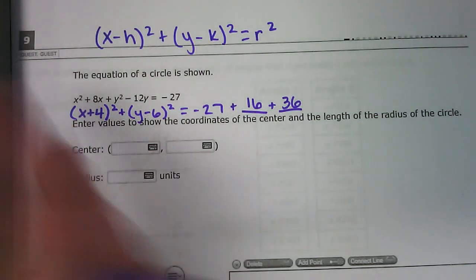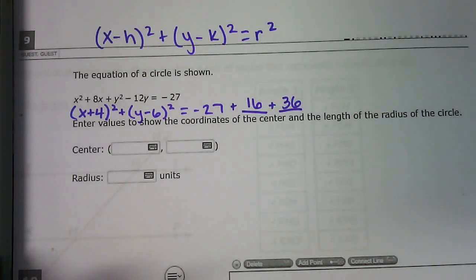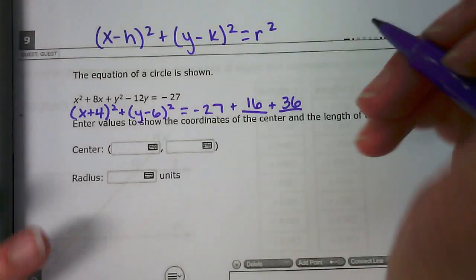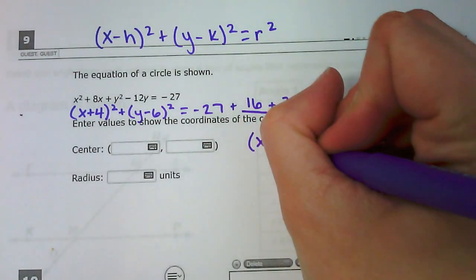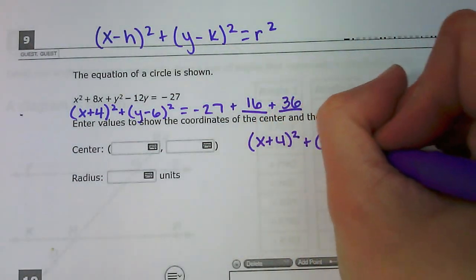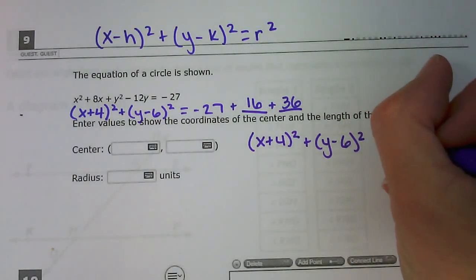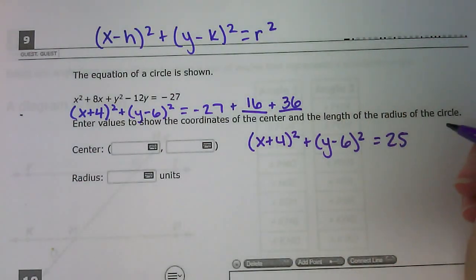Okay, so on this side we have to add the negative 27, the 16, and the 36, and that gives us 25. So when we rewrite our equation of the circle, it's going to be x plus 4, y minus 6, and we have 25.